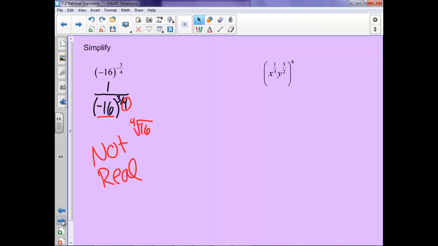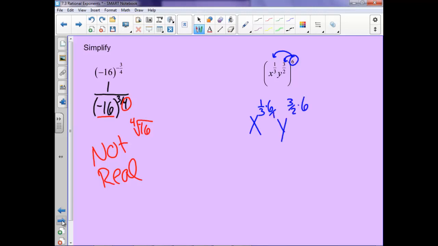Now this one, it looks different, but remember when we've got an exponent with a product, this exponent is actually going to multiply to each of them. So we'll have x to the 1/3 times 6, and then y to the 3/2 times 6. If you want 6 over 1, on this first one, this will become a 1, this will become a 2, so we'll get x squared. Here this will become a 1, this will become a 3, y to the 9th.